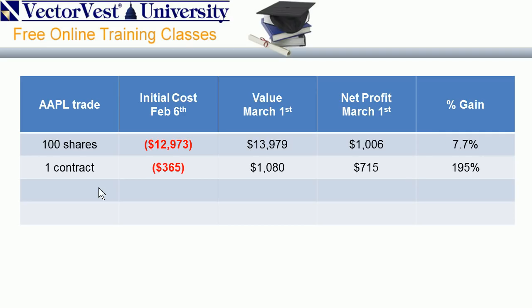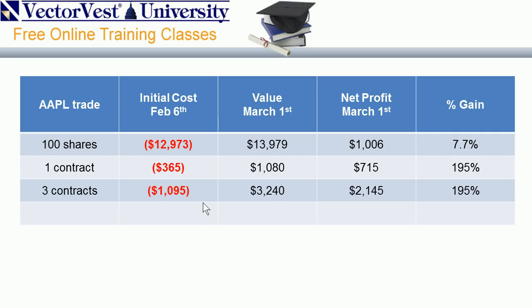Now, had you owned the contract, one contract on Apple, at that $3.65 per share, your initial cost of $365 would have had a value of $1,080. That's a net profit of $715 on your one contract. But when you break it down to the percent gain, that's a 195% gain versus the $365, which was your initial cost. Now that's if you did only one contract.